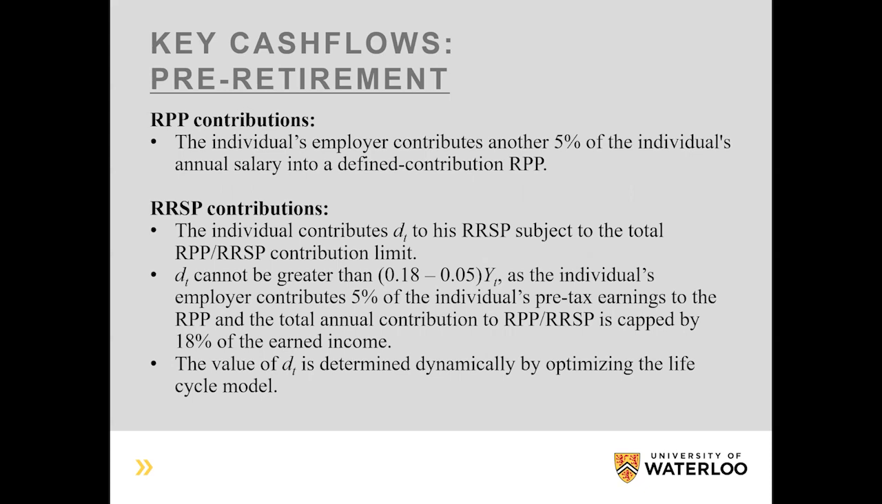Next, we have RRSP contributions. We use DT to represent the contribution to RRSP by the individual. The value of DT is subject to the total contribution limit. In particular, DT cannot be greater than 0.18 minus 0.05 times YT, because the individual's employer contributes 5% of the individual's pre-tax earning to the RPP, and the total annual contribution is capped by 18% of the earned income. It is important to note that the value of DT is determined dynamically by optimizing the life cycle model.